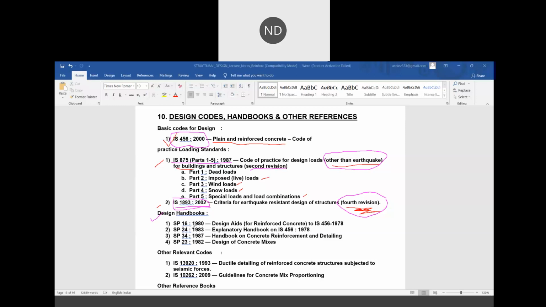Then we have some design handbooks. Design handbooks are your steel tables, as we also call them, like SP 16 1980, which is design aids for reinforced concrete to IS 456 1978.